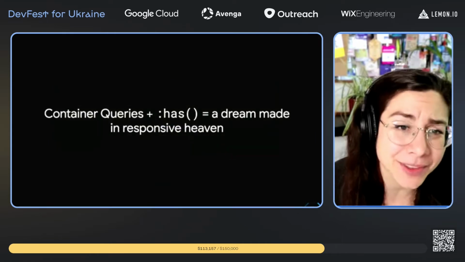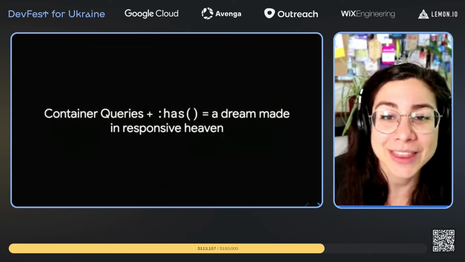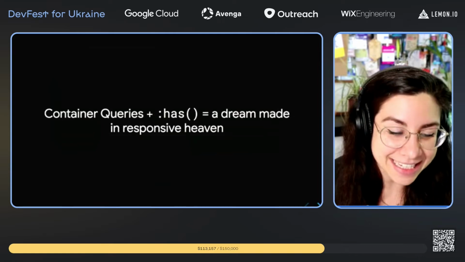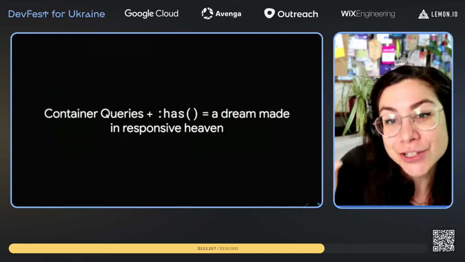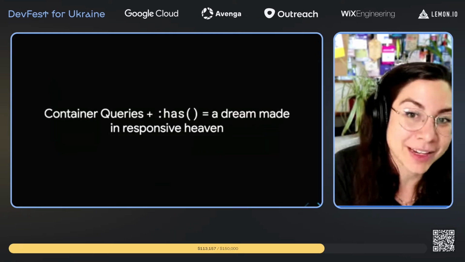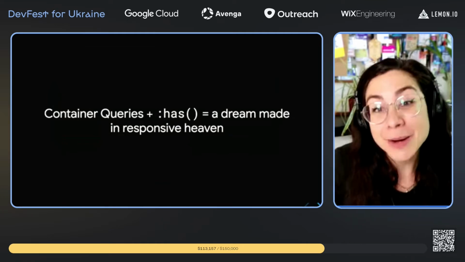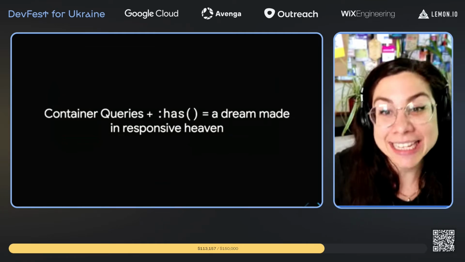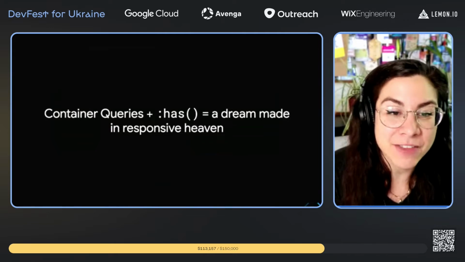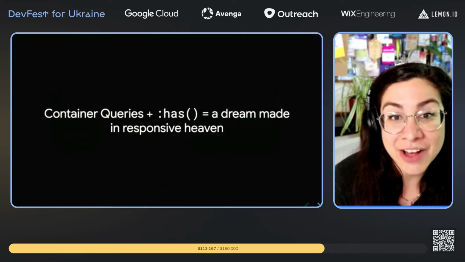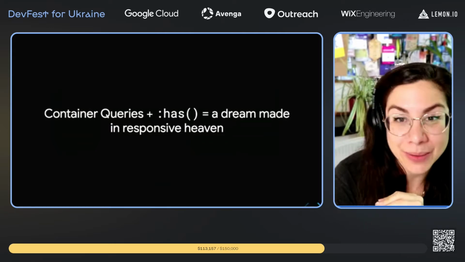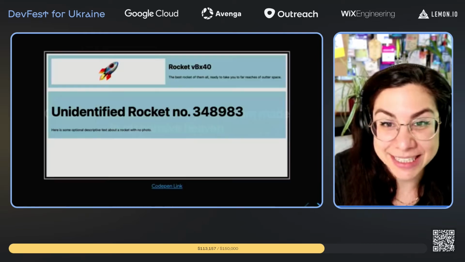Now, one really cool thing is to use container queries with the has selector. Has is a selector that lets you look for children within a parent to style the parent. This is like a parent selector. So when you can use container queries and has, you can really have this intrinsic logical style that lives inside of the components themselves. And it's really cool to see it all together.